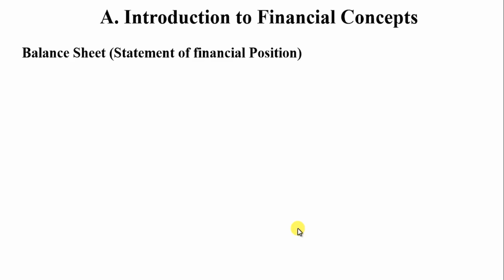So now we're going to start with understanding of the financial statements which are required from a project manager perspective. That is a balance sheet, income statement, and statement of cash flow. First, let's begin with balance sheet, or commonly known as statement of financial position. So what does a balance sheet represent?